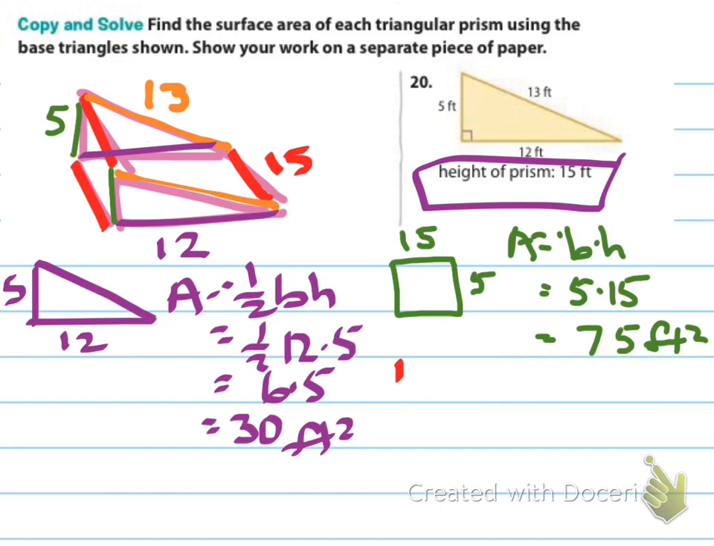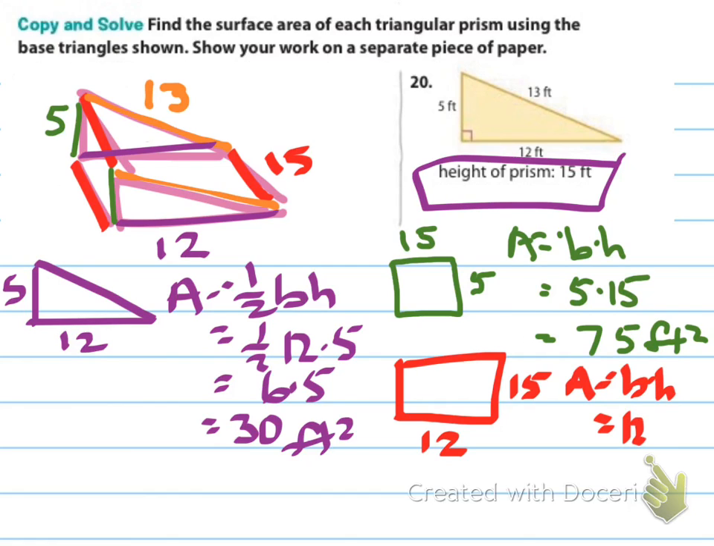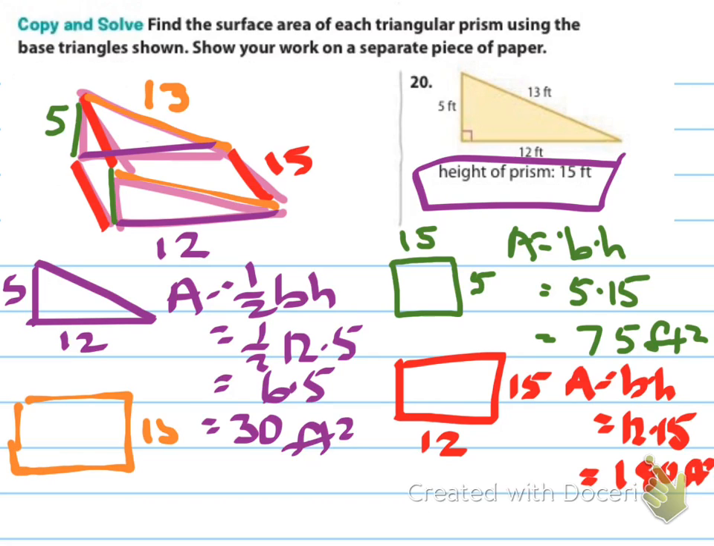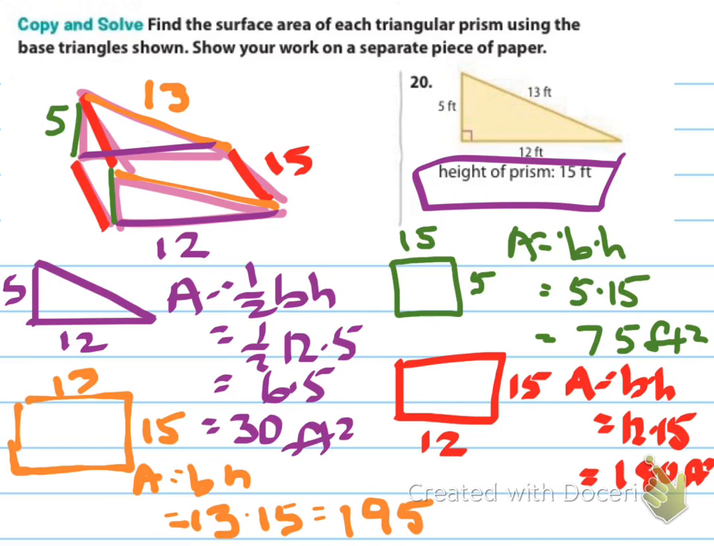Then we're going to do the bottom rectangle, which is going to be 12 by 15. So area equals base times height, 12 times 15, which is 180. And then let's do the top rectangle, which is 15 by 13. So area equals base times height, 13 times 15, and that's 195 feet squared.